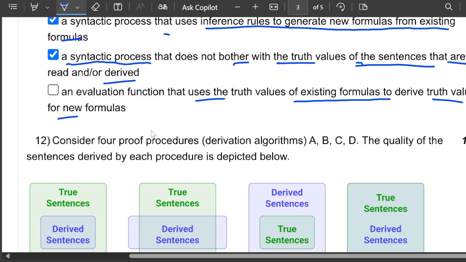I have a little confusion in this, but how can it know truth values from new formulas? It derives anything. We cannot check whether that is true or false.